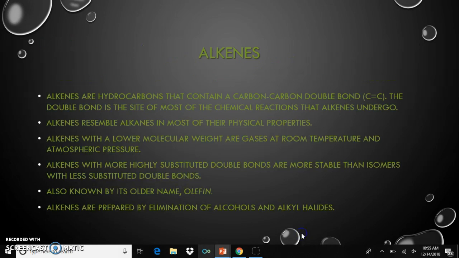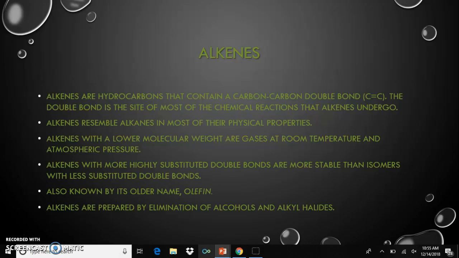Moving on to alkenes. Alkenes are hydrocarbons that contain a carbon-carbon double bond. The double bond is the site of most of the chemical reactions that alkenes undergo. Alkenes pretty much resemble alkanes in most of their physical properties.